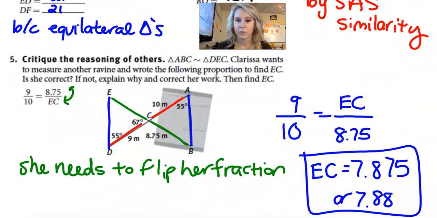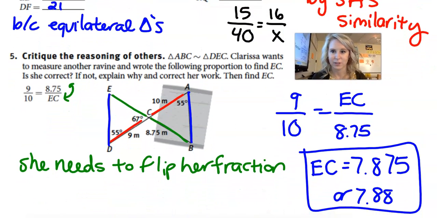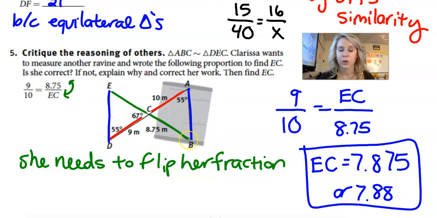On number 5, I also stared at this one for a while. So her work was incorrect. So first I color coded my triangle. I like to color code. And so 9 matched up with 12, or 10, so they went from the left triangle to the right triangle. So then you would have to start in the left triangle, which is EC, which I don't know, over 8.75. So she needs to flip that second fraction to match it up with its corresponding side.